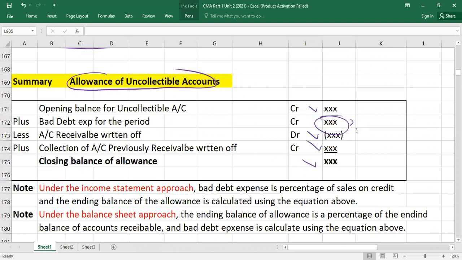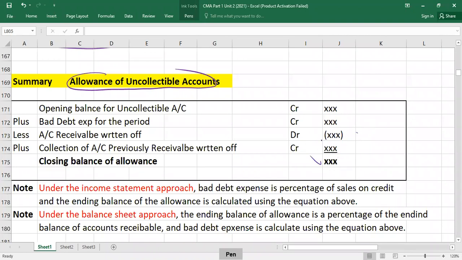When you go reverse, plus sign will become minus, minus will become plus. On your calculator, the first value you will take is the closing allowance. This value was added, now you will deduct. This value was deducted, you will add. This value is positive, you will deduct. So automatically on your calculator, you will get the bad debts expense for the period. Right?